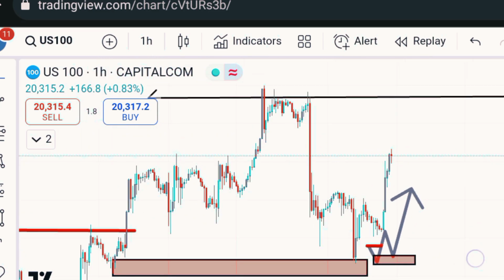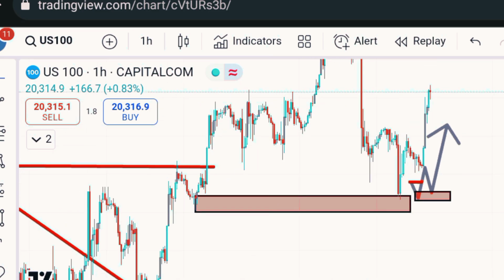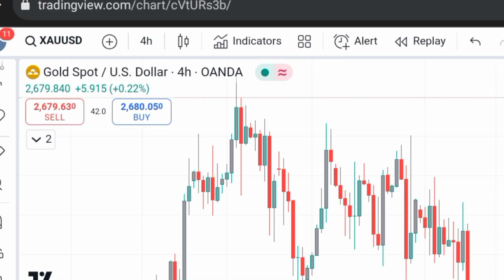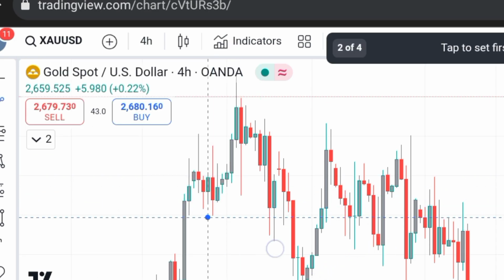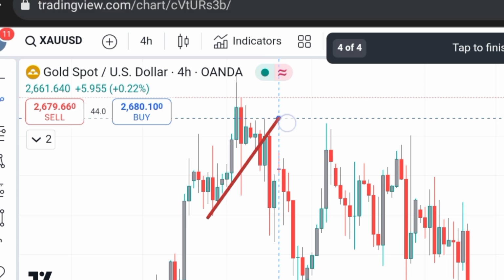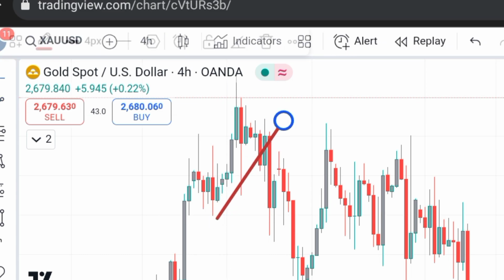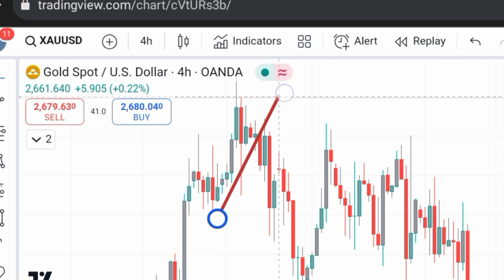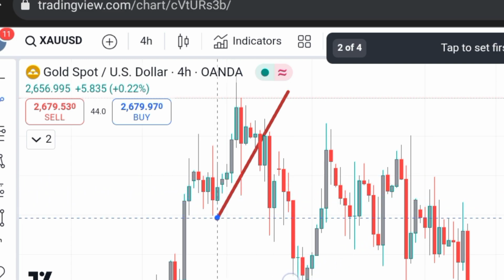So let's look at the second setup. Guys, for the second scenario, I'm going to be using the gold chart, still 4 hour. Let's check out our structure first. We can see that the market has been going up. Here was the first low, the first footprint, where the market dropped before it rallied up. Then the market came back and closed below this zone.